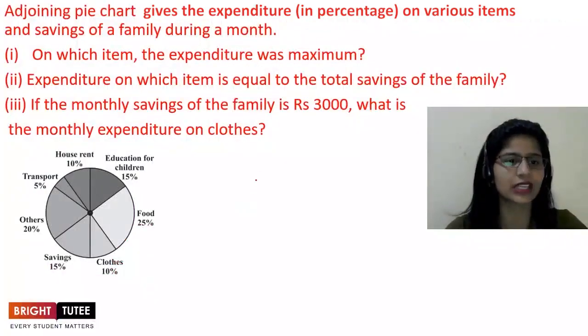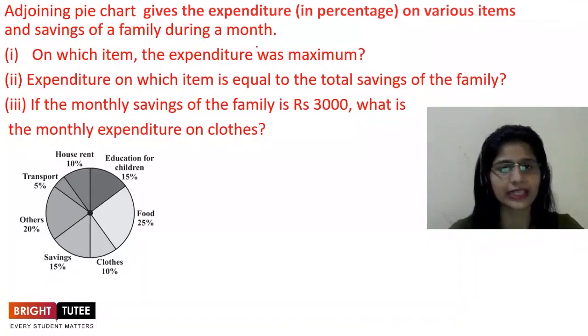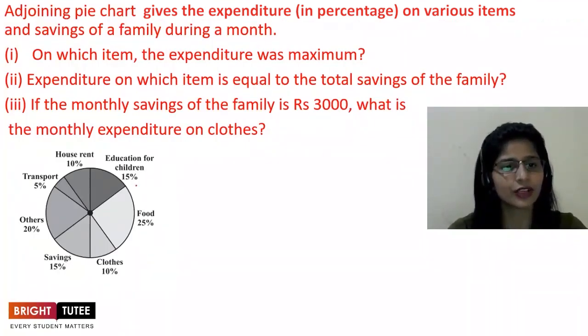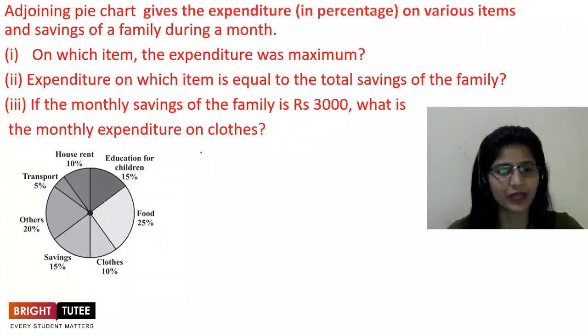So here if you see what is given, it is said that the adjoining pie chart gives the expenditure in percentage. Expenditure means the money spent, right, on various items and saving of a family during a month. So during a month, what are the expenditures and what percentage he or she is saving in the family. For education of children it is 15%, for food 25%, for clothes 10%, savings 15%, others 20%, transport 5%, house rent 10%.